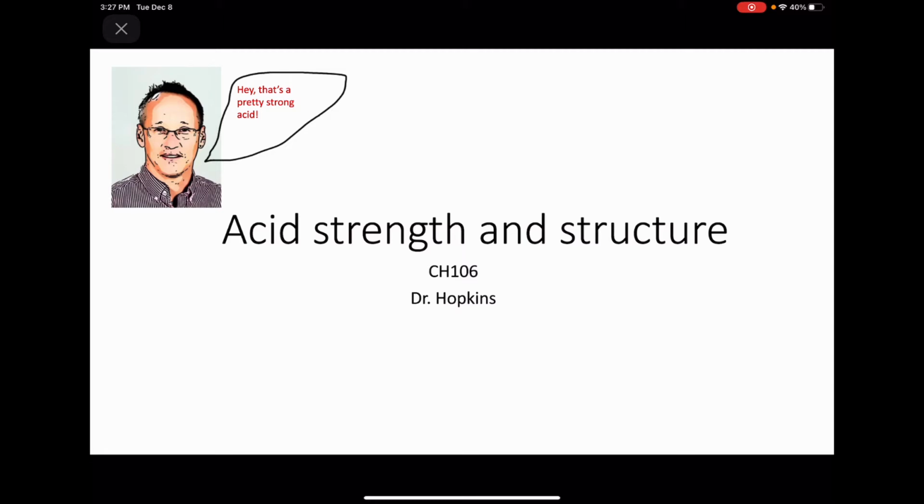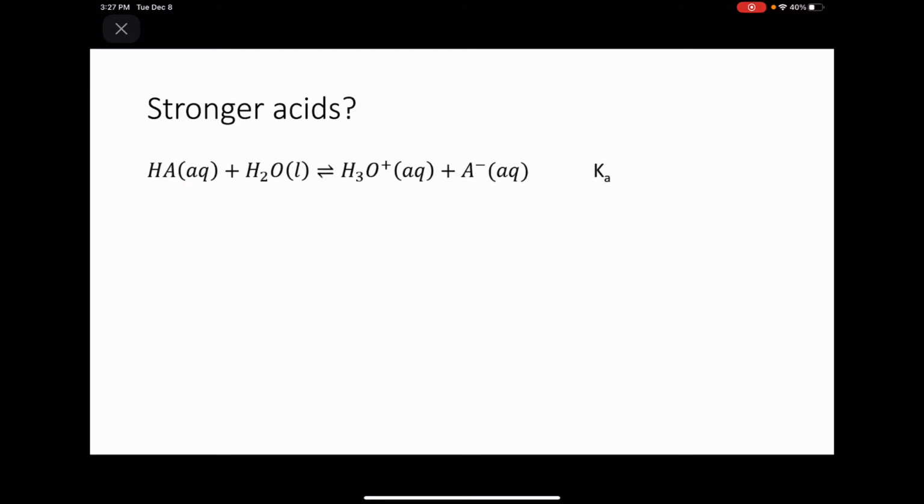In this case, we're going to look at acid strength, or what makes one acid stronger than another. And obviously, that's going to be structure. So, let's start with this idea of our Bronsted-Lowry acid equilibrium. So our acid going to H3O plus and A minus, it has a Ka, right? So that's the equilibrium constant. Well, clearly, the larger that Ka is, the stronger or more dissociation we have.